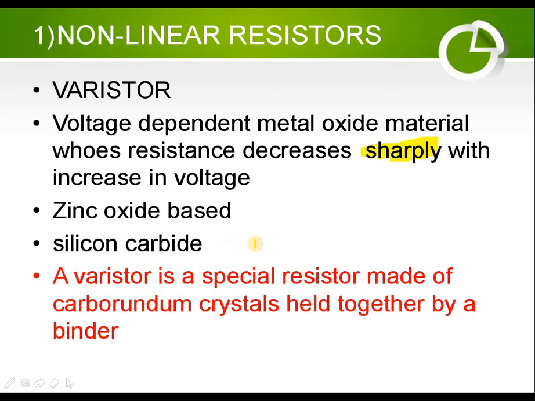A silicon carbide example is this one. For example, if a circuit has magnetic coils, then due to the magnetic effect, sometimes the coil stores charge, and if it releases the charge simultaneously due to some error, the silicon carbide can handle a large increase in the voltage. And these resistors are used for protection. It is a special resistor made of carborundum crystals held together by a binder.